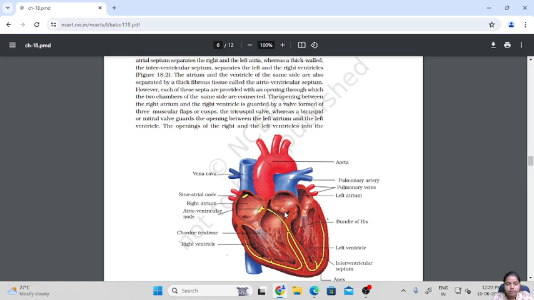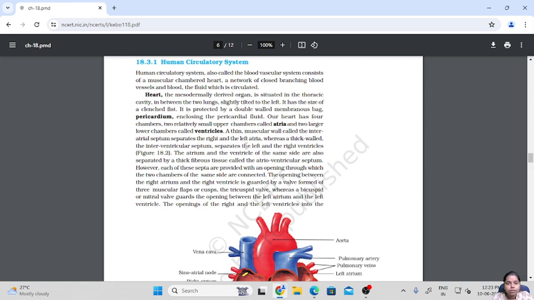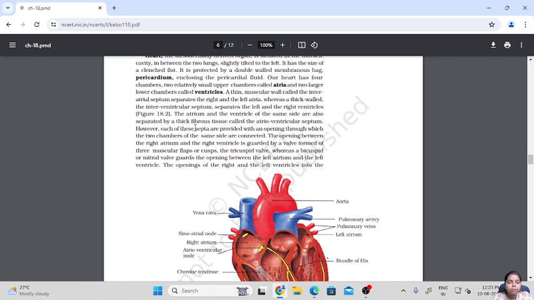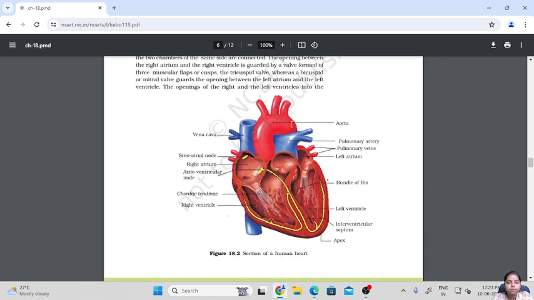The left and the right ventricles are separated by a thick walled interventricular septum. The atrium and the ventricle of the same side are also separated by a thick fibrous tissue. What is that called? That is called the atrioventricular septum. Here it is, the atrioventricular septum, and this is the interventricular septum.